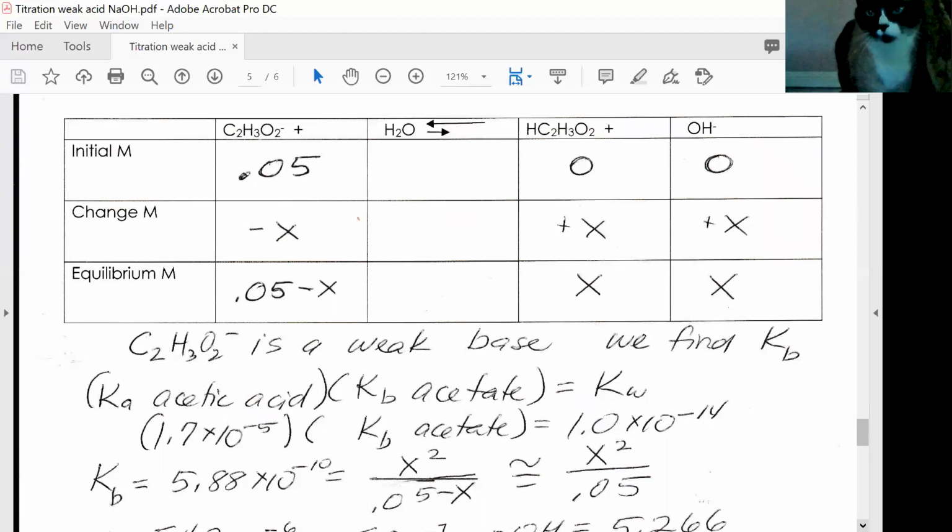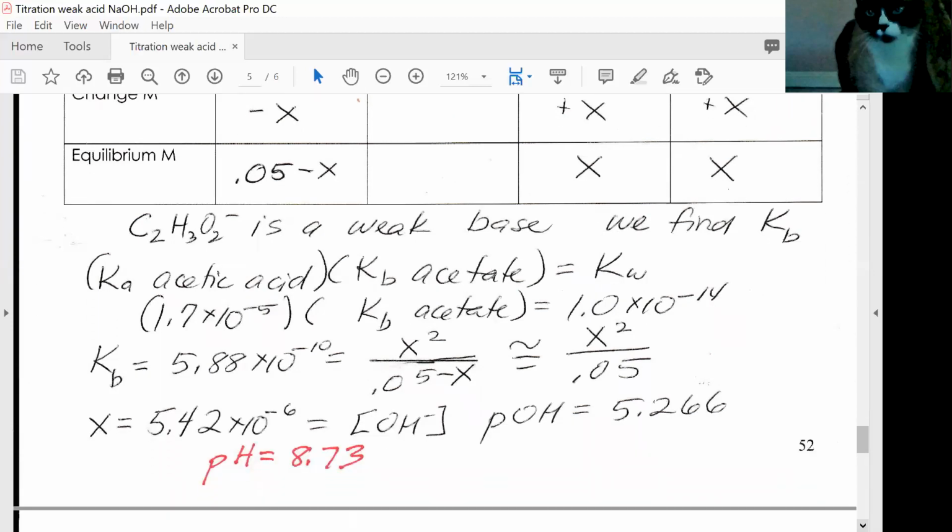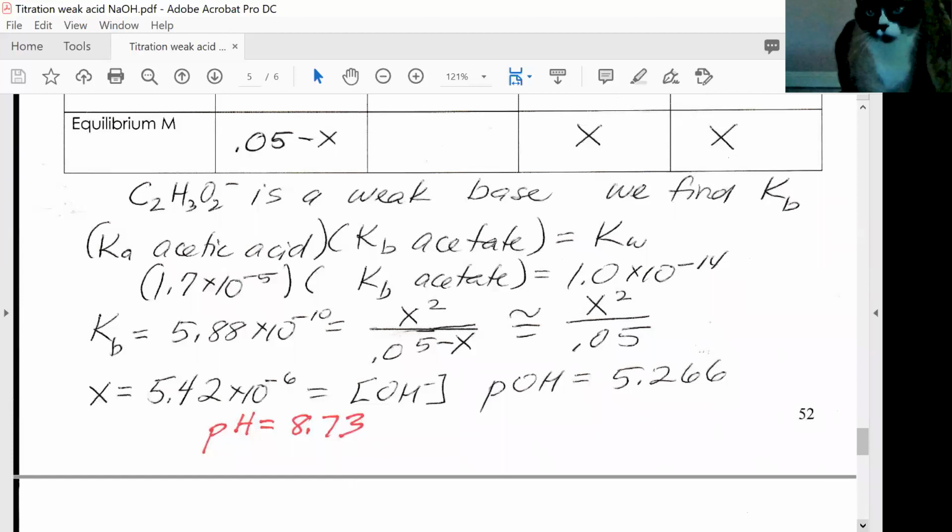Okay, so acetate is a weak base. We have to find the Kb. The Ka of acetic acid times the Kb of acetate is going to equal the Kw. So 1.7 times 10 to the minus 5 times Kb of acetate equals 1.0 times 10 to the minus 14. So we get the Kb is 5.88 times 10 to the minus 10.